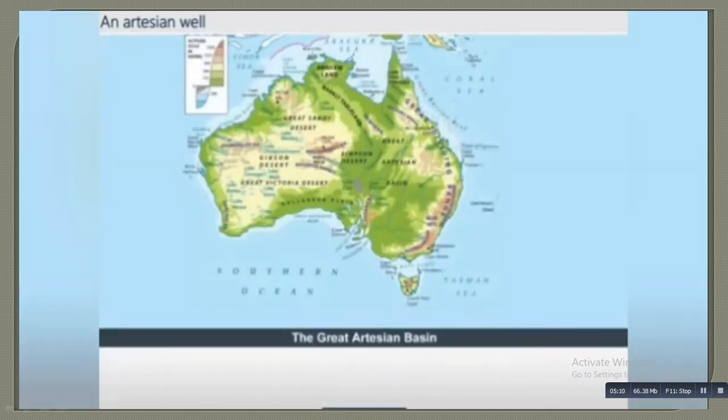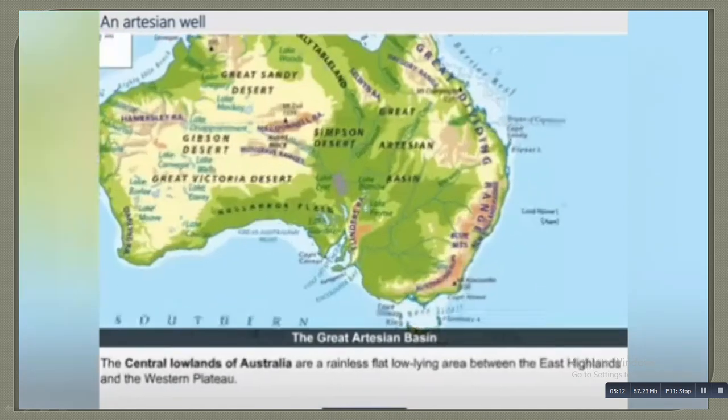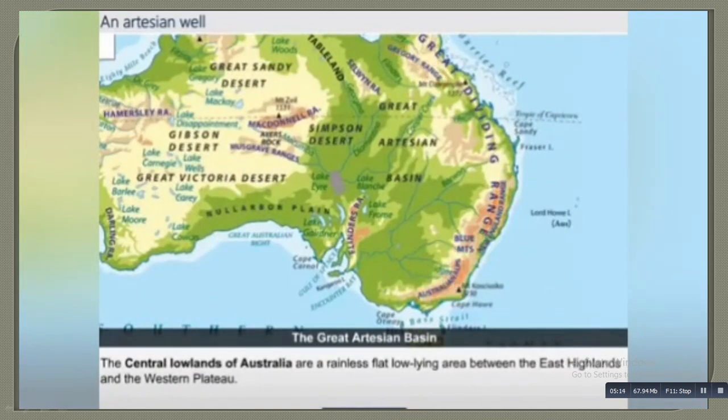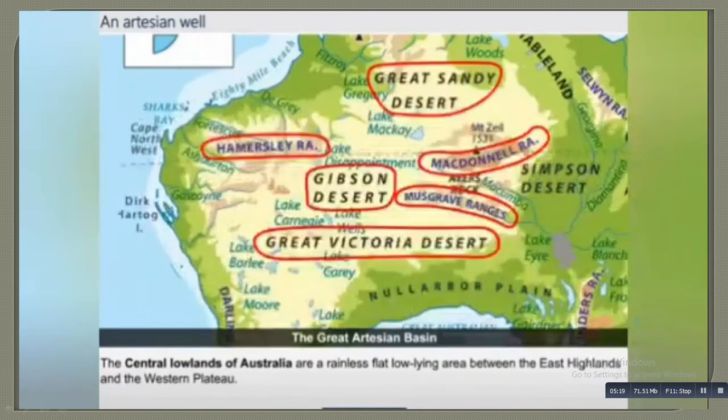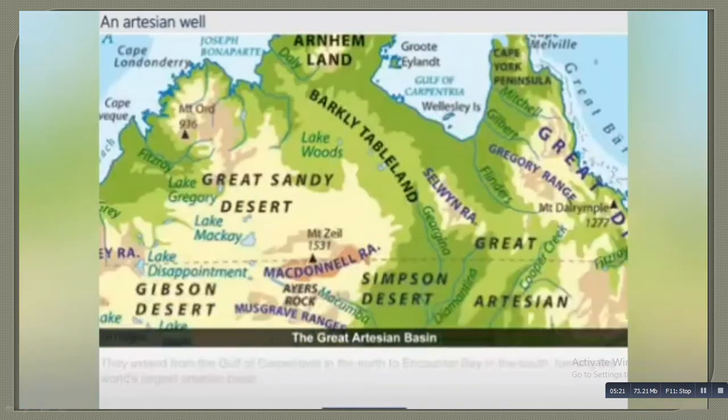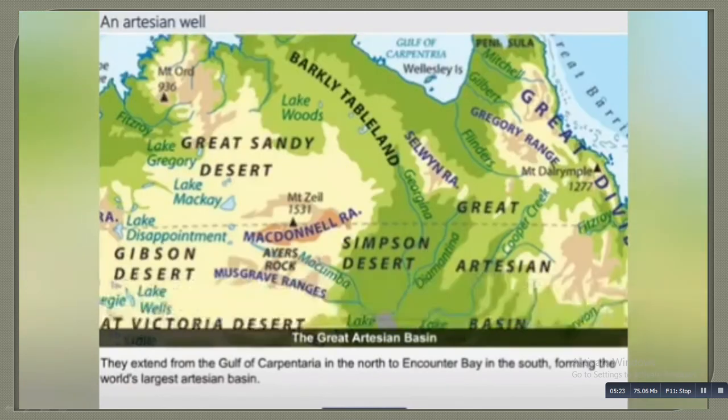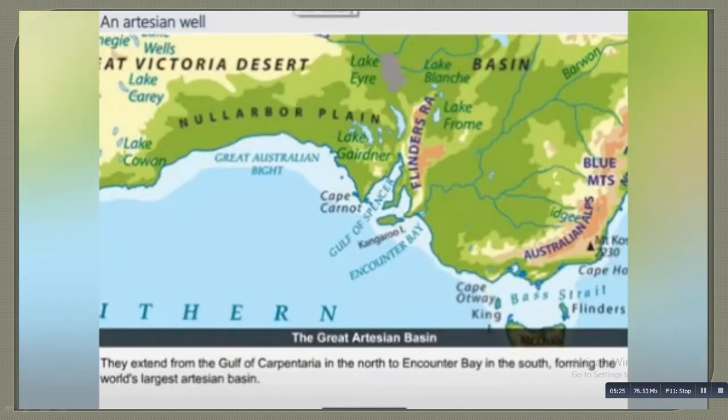The central lowlands of Australia are a rainless, flat, low-lying area between the Eastern Highlands and the Western Plateau. They extend from the Gulf of Carpentaria in the north to Encounter Bay in the south, forming the world's largest artesian basin.